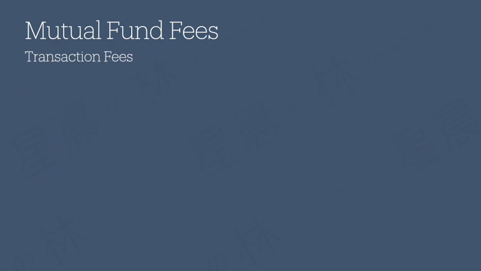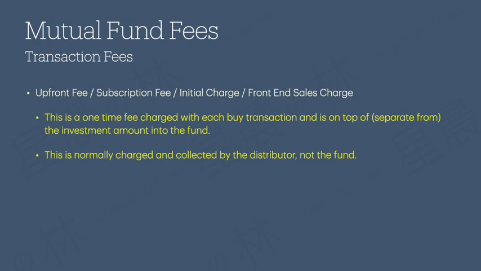The first category, which is the one-time transactional fees, comes in two parts, that is, the buy transaction and the sell transaction. When buying a mutual fund, the transaction fee is commonly termed as upfront fee, or subscription fee, or initial charge, or front-end sales charge. As the name implies, this is a one-time fee charged with a buy transaction.